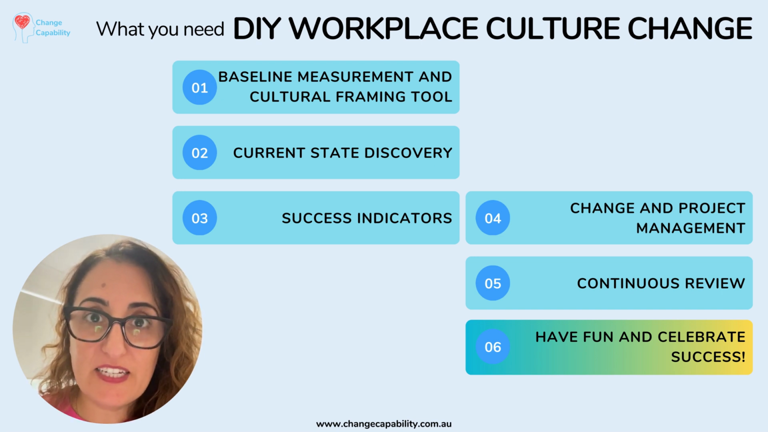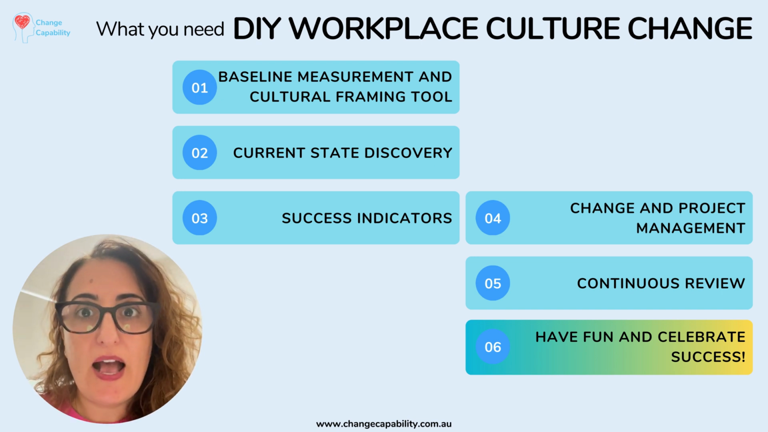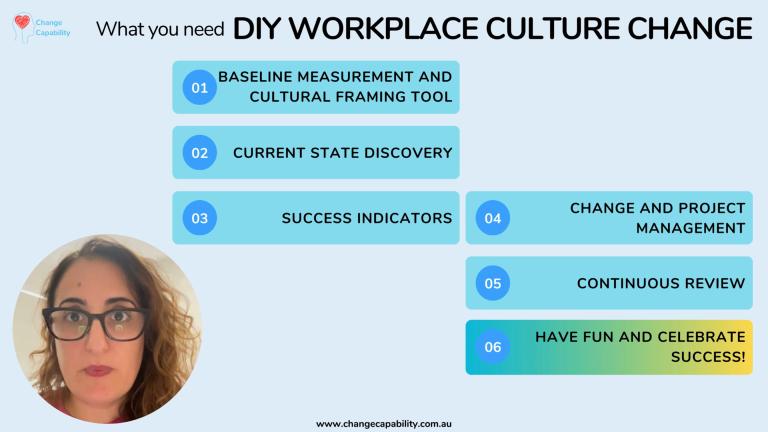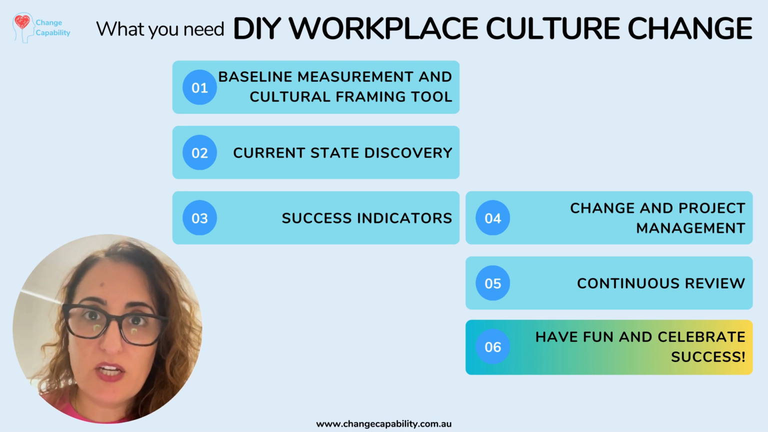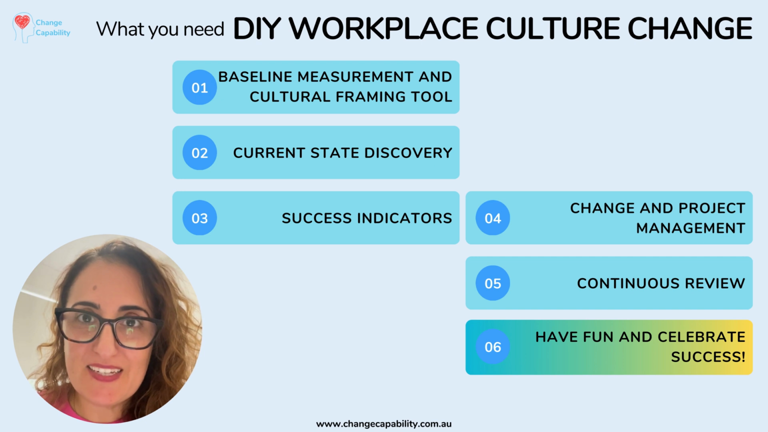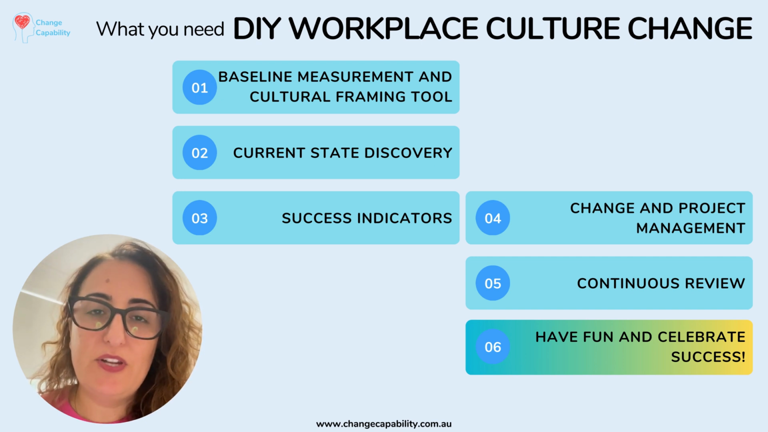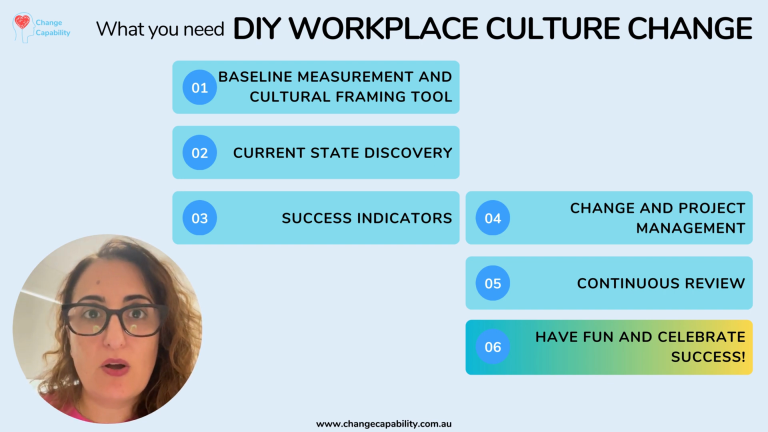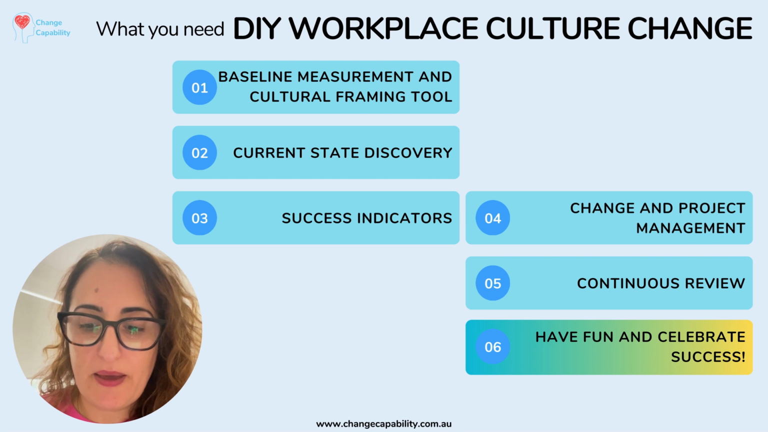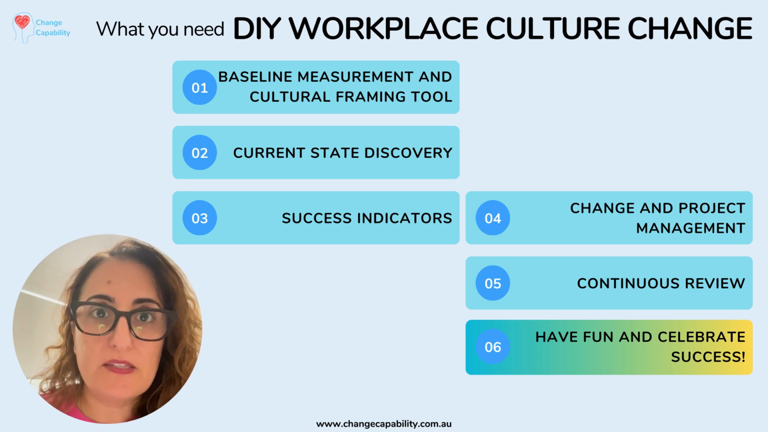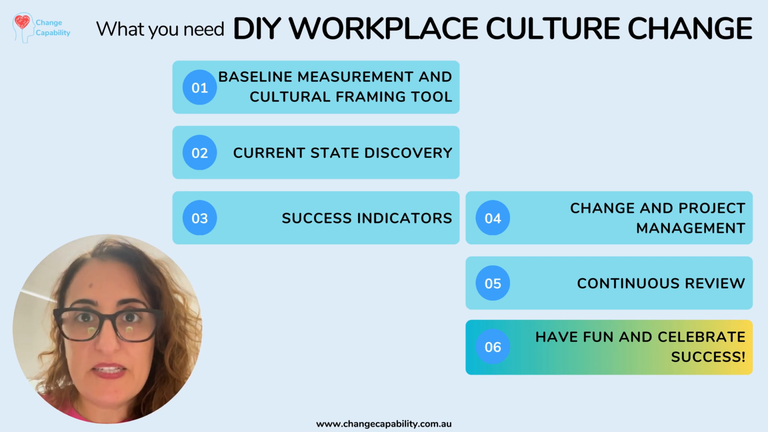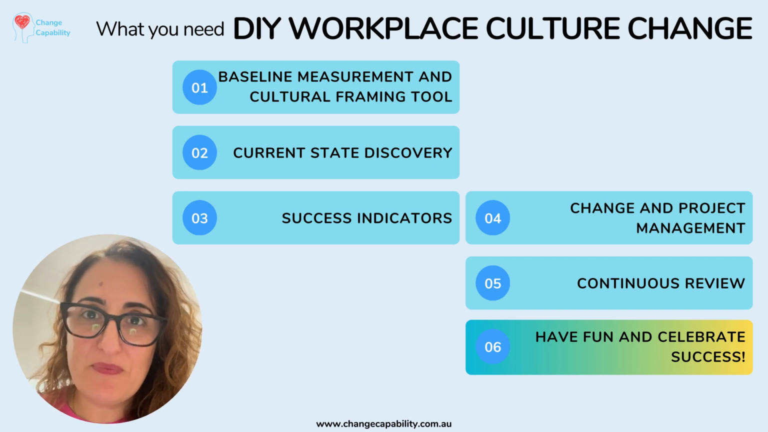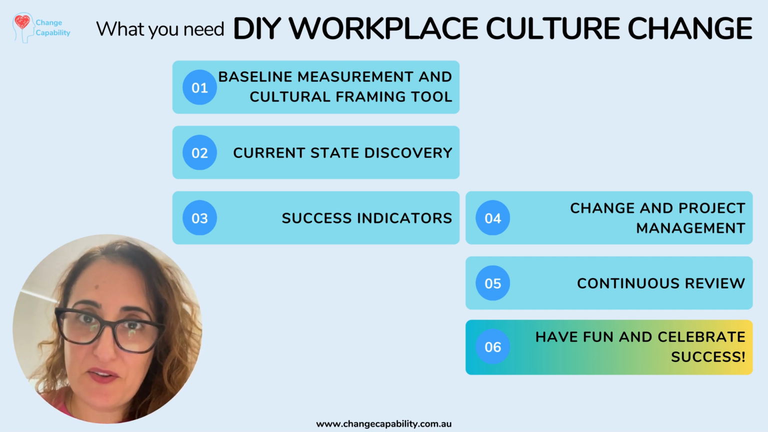Number 5, continuously review elements. As you're implementing the culture change, but even after, culture doesn't stop once you've implemented something. As we know, things change, our environment changes. You need to have a continuous review process in place. How are you going to measure culture on an ongoing basis through individual performance, team performance, business unit outcomes, and organizational outcomes? And then number 6, celebrate and have fun along the way.